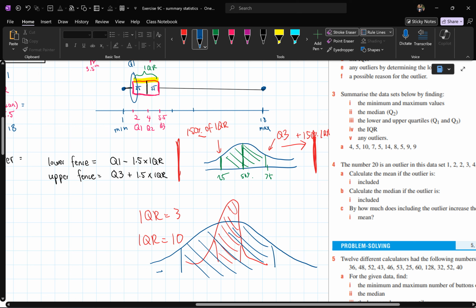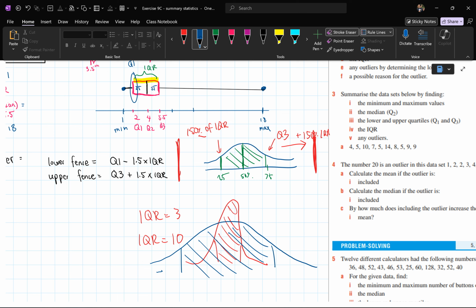So what does that mean? If you have a smaller IQR, it just means the range of people where everyone's sitting at is so close to each other. That's a good thing if I'm talking about tests. That means the lowest person in my class could get an 89 and the highest person could get a 95.